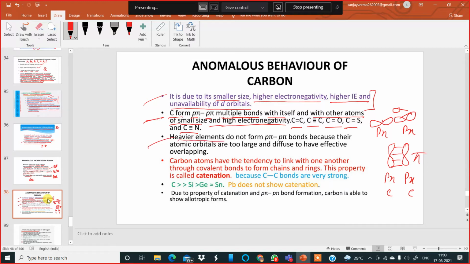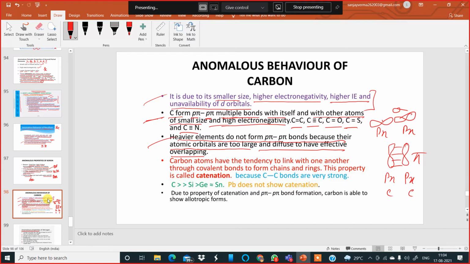Now, heavier elements do not form p-pi bonds because their atomic orbitals are too large and diffuse to have effective overlapping. So if you try to include other heavier elements to form a p-pi bond, it is difficult because their atomic orbitals are too large and diffuse to have effective overlapping. Overlapping is among higher orbitals only. It is possible that d orbitals also enter into overlapping. That's why it is not possible.